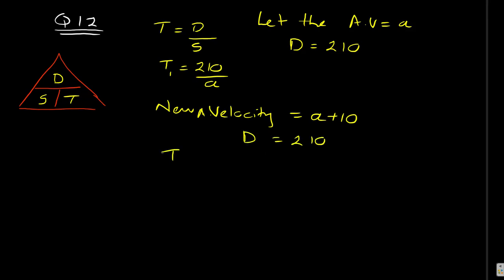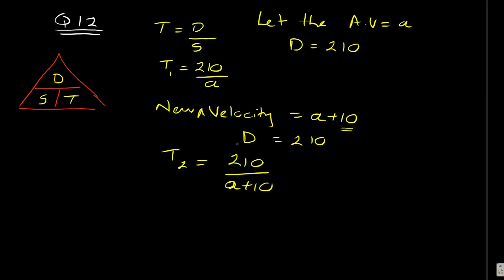So what is your t2 now? Your t2 will be distance 210 over speed, which in this case is a plus 10. So you see what they're having now. They are telling you that the first time t1 is longer and the second time is shorter, if he increased his speed by 10 kilometers per hour. There is a second statement that is important that they're mentioning. They're saying if his average velocity was 10 kilometers per hour more, he would have completed the distance in half an hour less.